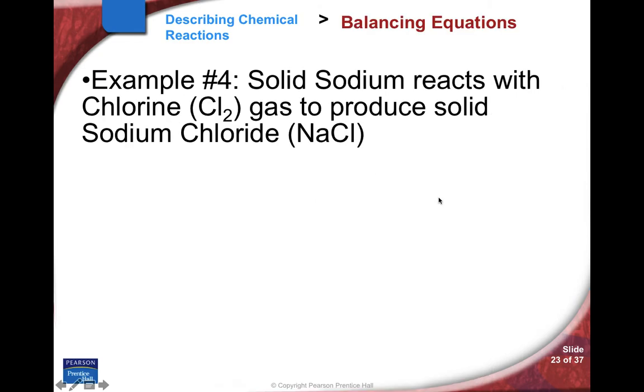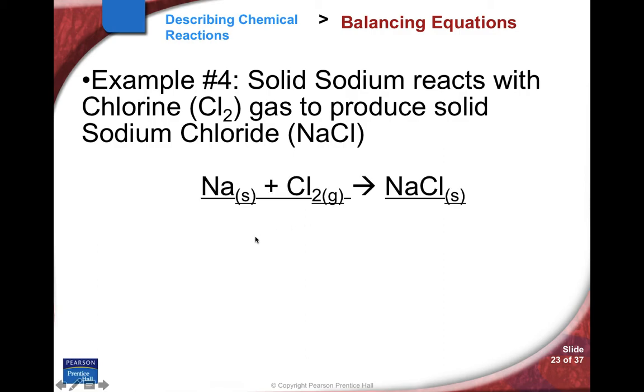Okay, and then the final example, solid sodium reacts with chlorine gas to produce solid sodium chloride. I showed you guys this video earlier in the year. Sodium and chlorine gas will actually create a huge explosion, and it just makes table salt. So solid sodium reacts with gaseous chlorine to form solid salt, NaCl.